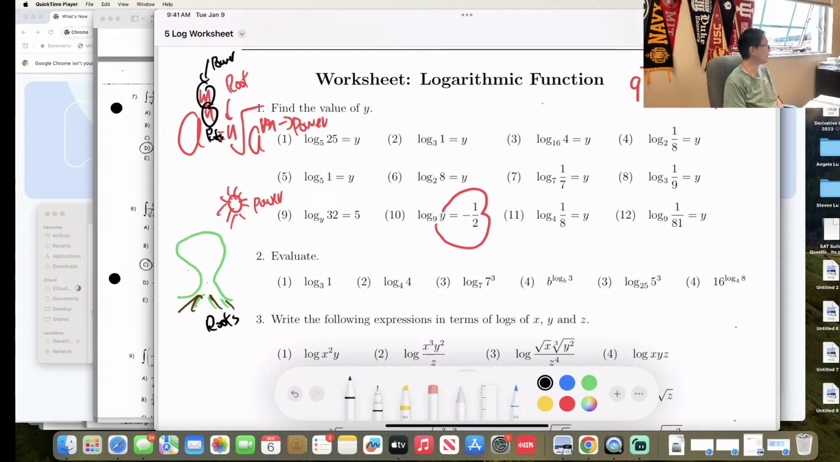Anybody get figure 11? What did you get? I got -3/2. -3/2? Okay. You want to explain on the board? Sure, can you?